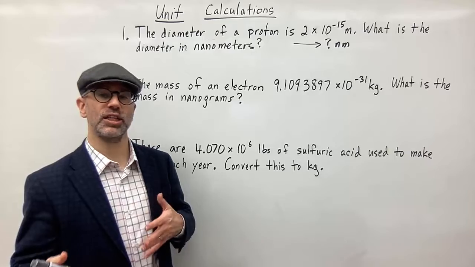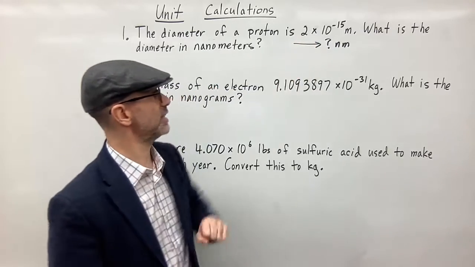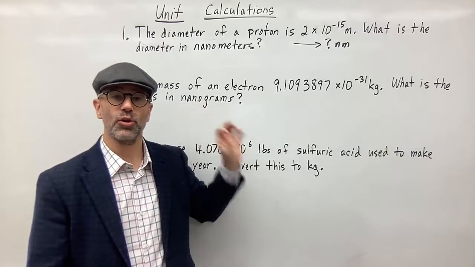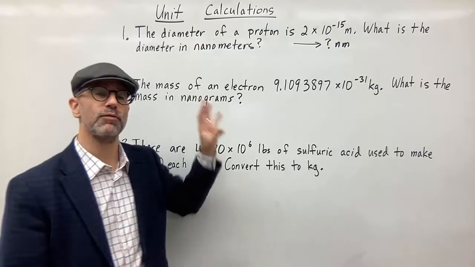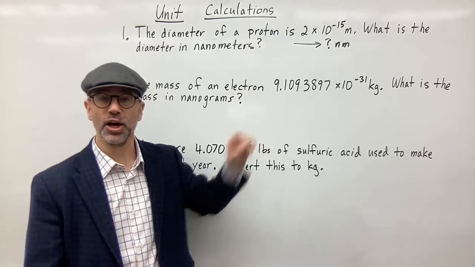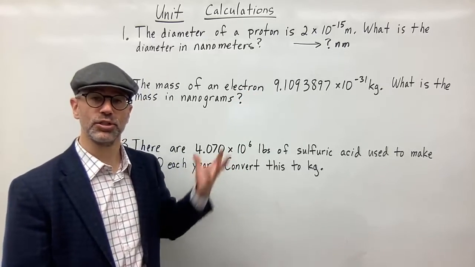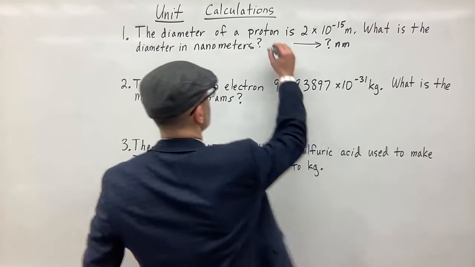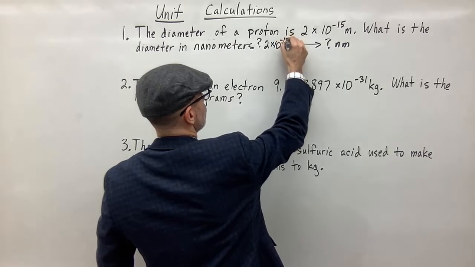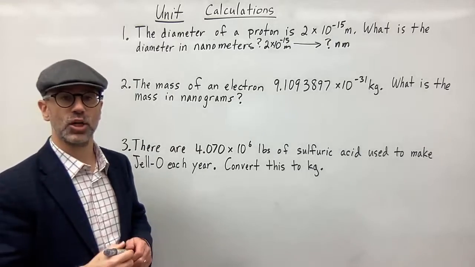If it's not in the question, then it's somewhere in the problem. And the only thing that we're given is the diameter in meters. So we've got to start with that. You're looking for something in the problem that isn't related to anything else. It's just kind of there by itself. And so 2 times 10 to the negative 15 meters is what we're going to start with. So we want to go from 2 times 10 to the negative 15 meters, and we want to convert that to nanometers. So let's go ahead and get started.